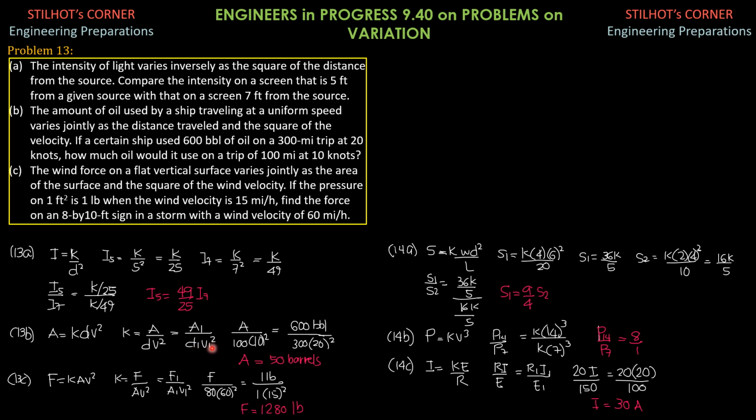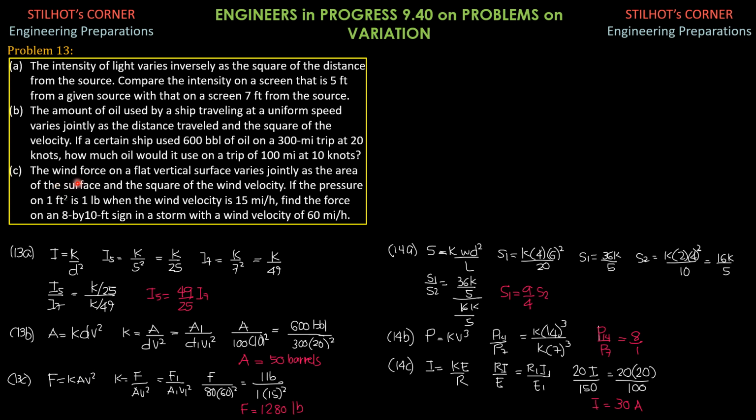So the question is how much oil would it use on a trip of 100 miles at 10 knots. So A over distance 100 miles, speed 10 knots squared, equals, in the initial conditions, 600 barrels of oil over distance 300 miles, speed 20 knots, so 20 squared. Solving for A, it is 50 barrels.